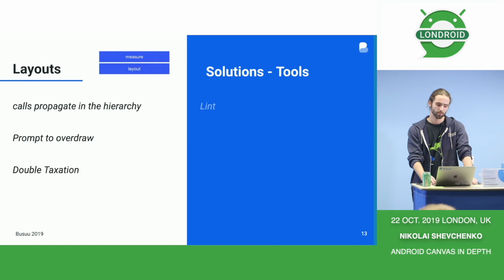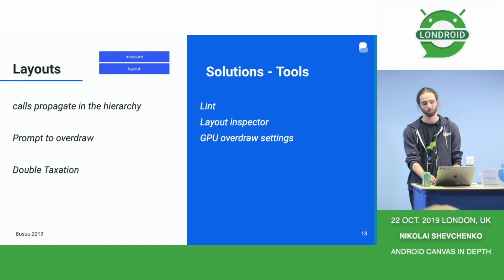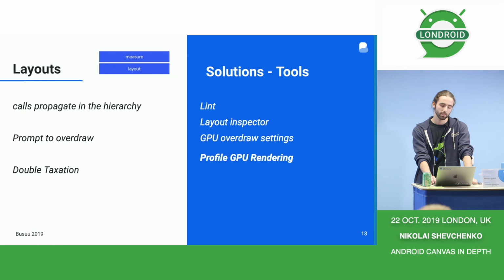So we've seen these problems and we've already seen a few solutions. We've got lint to fix our stuff, layout inspector, the GPU overdraw settings, and you can do all of that, but there is a high chance that you're still going to be dropping frame rate, and that's not very ideal. In order to find out what happens exactly in there, you need to use a tool called either profile GPU rendering or you're going to use Systrace. Let's go quickly through both of them.